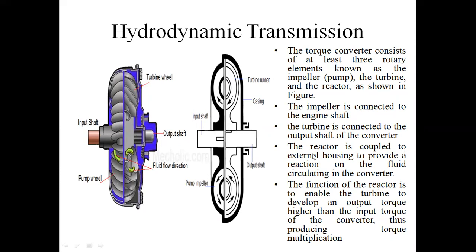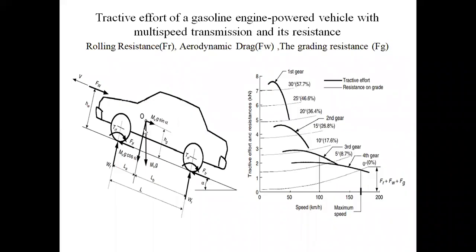Next, the reactor is coupled to the external housing to provide reaction on the fluid circulating in the converter. This reactor circulates fluids in this diagram from secondary to primary. The function of the reactor is to enable the turbine to develop an output torque higher than the input torque. The main function of this reactor is generating high torque.